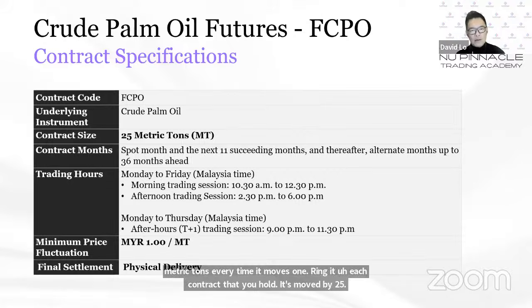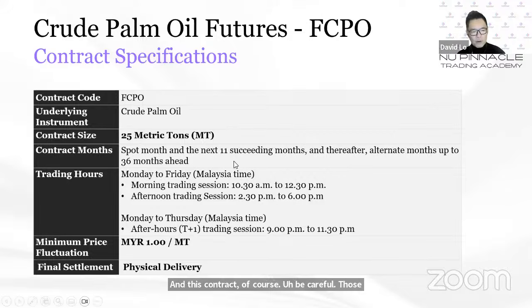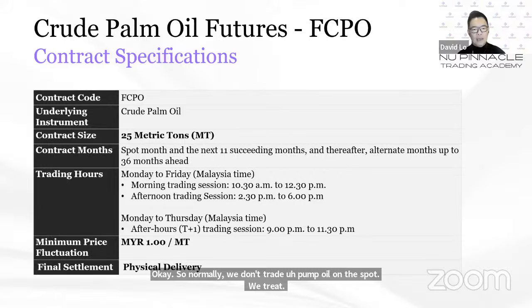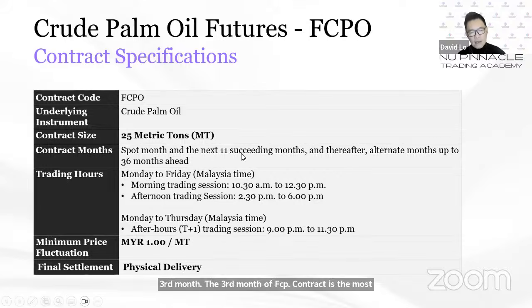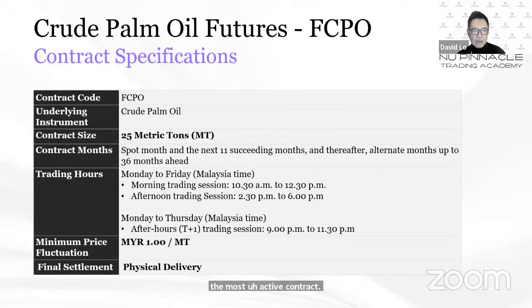Right, and with this contract, of course, be careful. Those of you who trade the spot month, I'm sure your broker won't let you trade the spot month. It's a physical delivery product. So if you forgot and then you get tendered, you are tendered 25 metric tons of palm oil per contract. So be very careful. Normally we don't trade palm oil in the spot month. We trade the 3rd month. The 3rd month of the FCPO contract is the most active month. Although there are so many months that are tradable, the 3rd month is the reference and the most active contract. Right, so this is just to give you a short primer on FCPO.